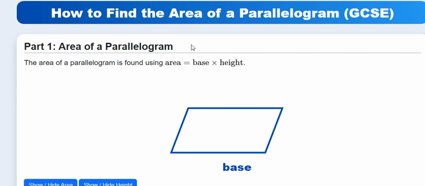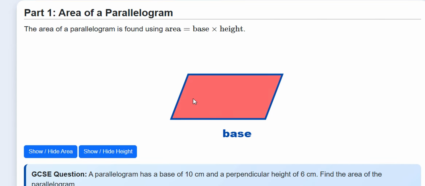Hello, this is lesson 5 in the series of 10 lessons where we are learning how to find the area of different quadrilaterals. And in this one, we are going to learn how to find the area of a parallelogram. When we talk about the area of a parallelogram, we mean the region enclosed by the sides of the parallelogram. So, the area of this parallelogram is given by base, which is the base of the parallelogram.